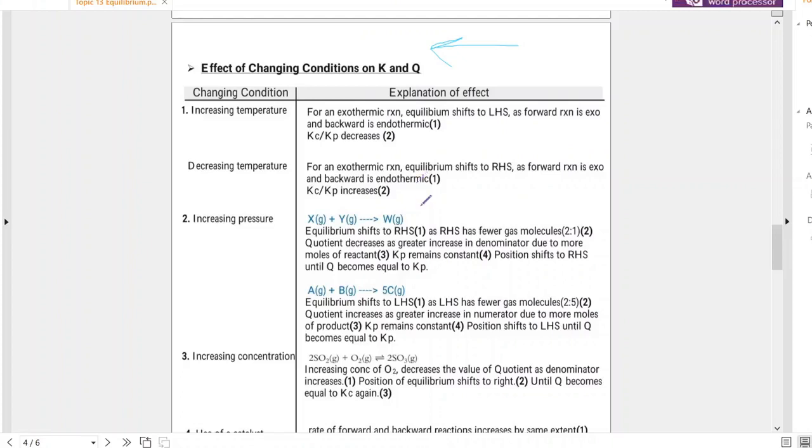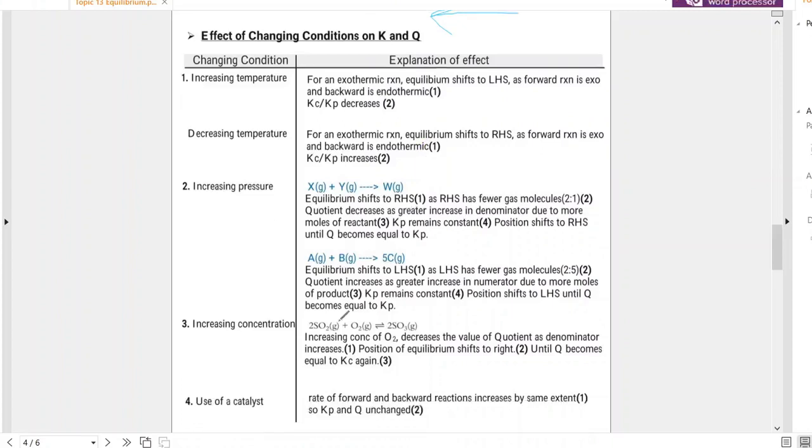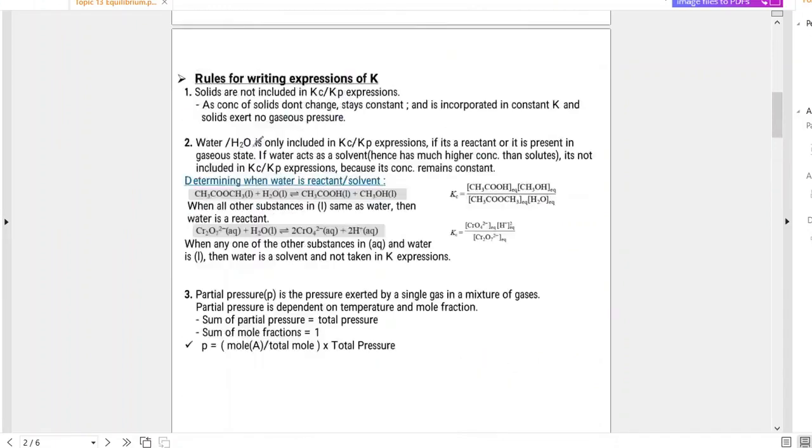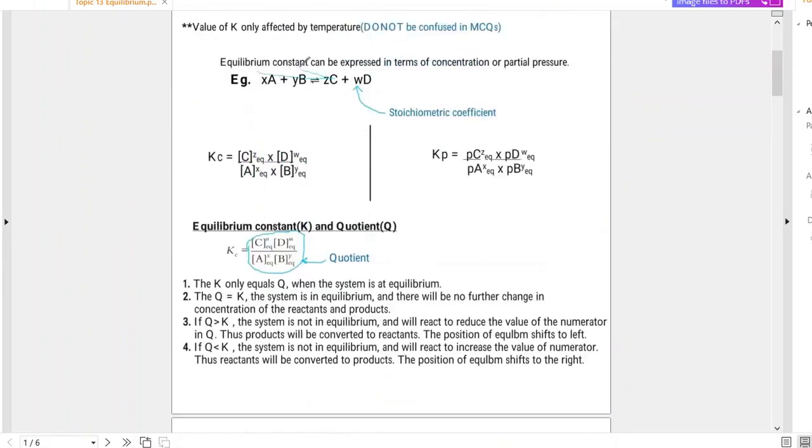Okay, for an exothermic reaction, so decreasing temperature. For an exothermic reaction, equilibrium shifts to the right hand side, because the forward reaction is exothermic, independent of temperature, and the backward reaction is endothermic. So backward was dependent on temperature, and we are decreasing the temperature. Therefore, backwards rate is decreasing, and forwards rate remained as it is. So net effect is the equilibrium shifts to the right hand side. So Kc, Kp increases for the same reasons as explained here.